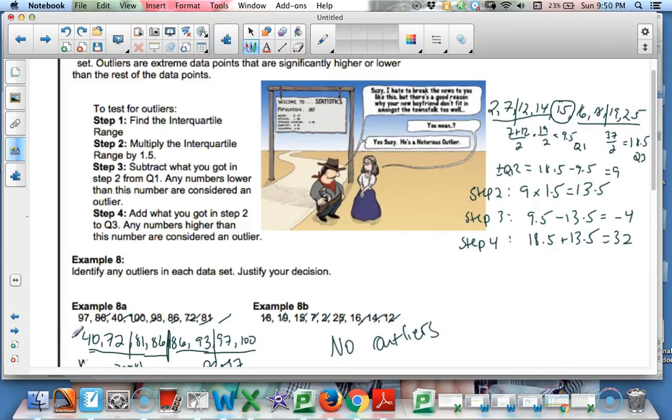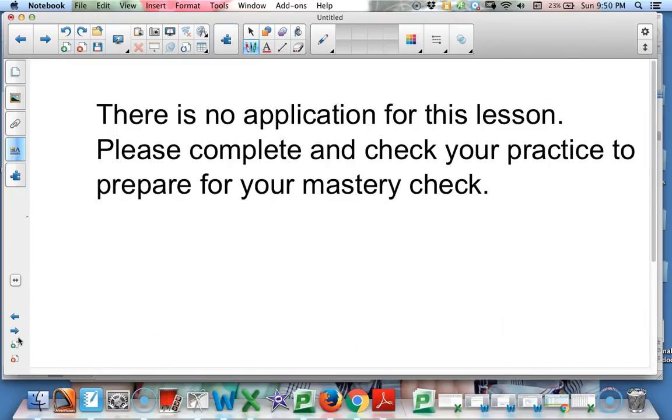And that's it. So we do have one more measure of variability to discuss with you, but it takes a lot of work and it's something that's a little bit more complicated. So we're going to give it its own lesson, and you guys can go ahead and start practicing and completing your practice and checking it in the book to make sure you're good to prepare for your mastery check.